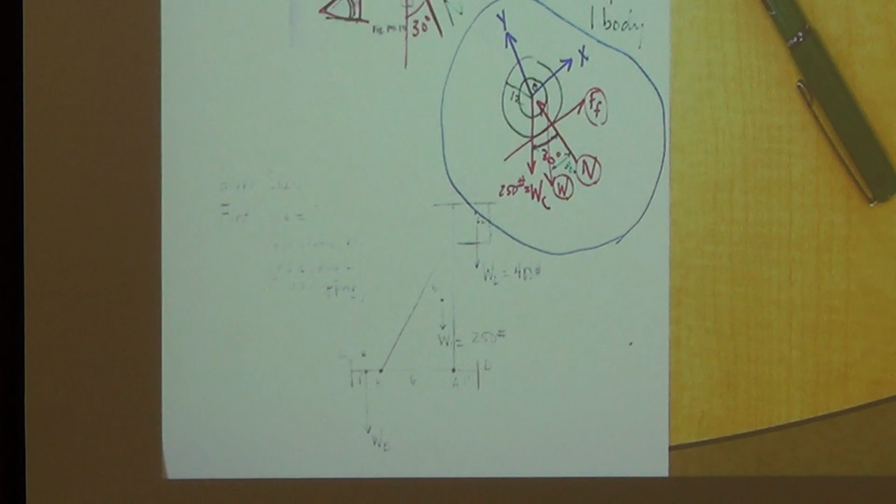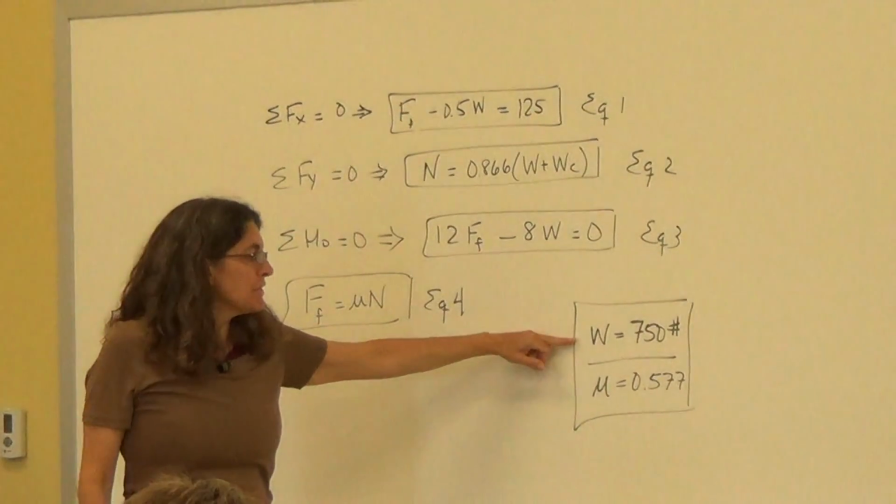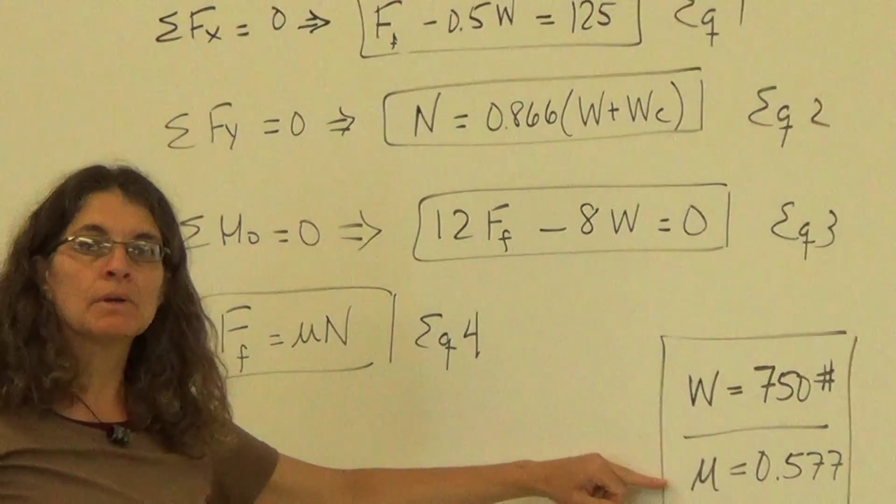We're doing the sum of the moments about the origin. About the origin, the 7. Why wasn't it? Oh, that is the radius. It could be the radius. Yeah. So we get the W and we get mu.